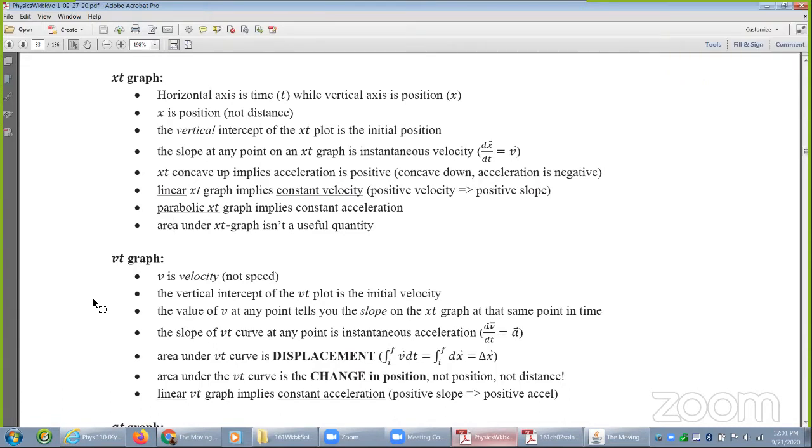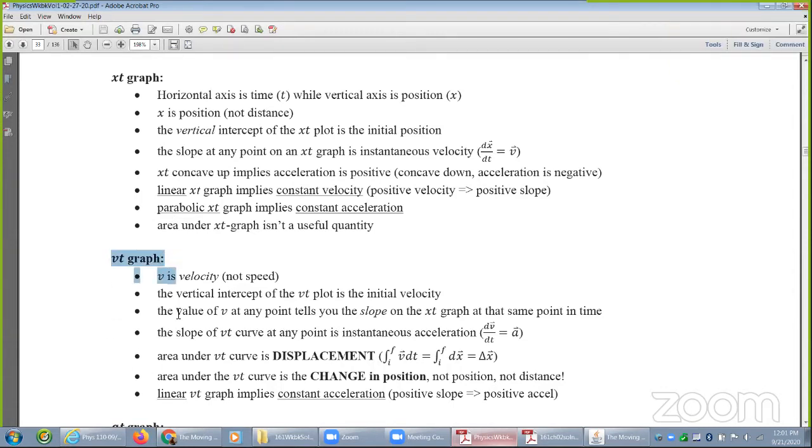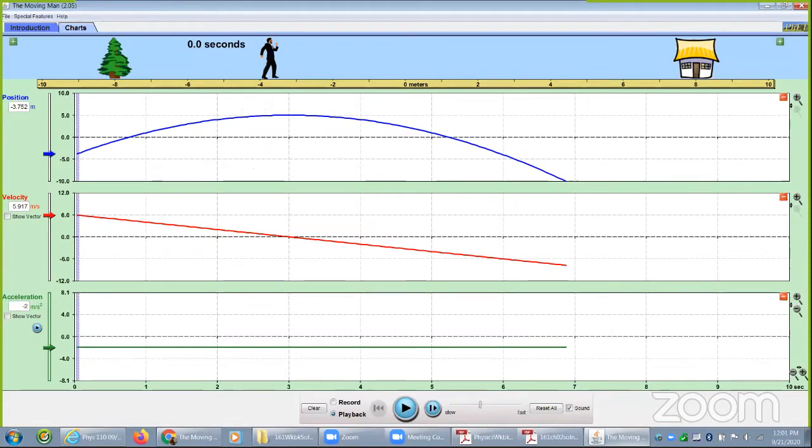What does a linear position graph mean for acceleration? Does that mean no acceleration? For XT graphs, if the slope is constant, doesn't that mean you'll have a straight line on the V graph and then no acceleration on the acceleration graph?